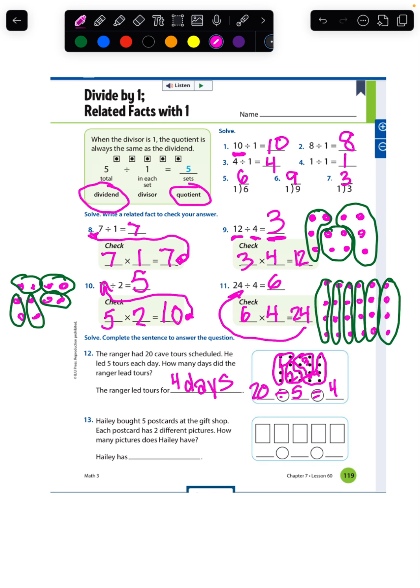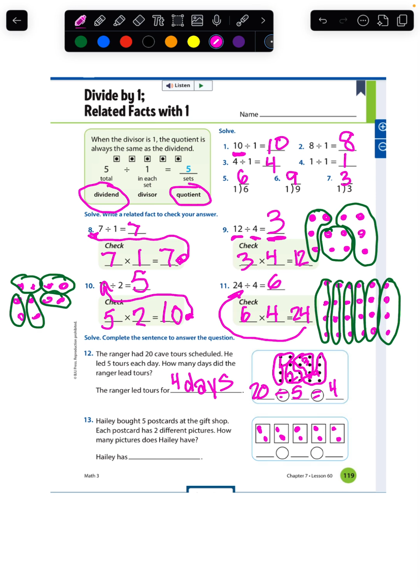Okay. Haley bought 5 postcards at the gift shop. Each postcard has 2 different pictures. How many pictures does Haley have? So I know she has 5 postcards here. Each postcard has 2 different pictures. So I know this one has 2 pictures. This one has 2 pictures. This one has 2 pictures. This one has 2 pictures. This one has 2 pictures.